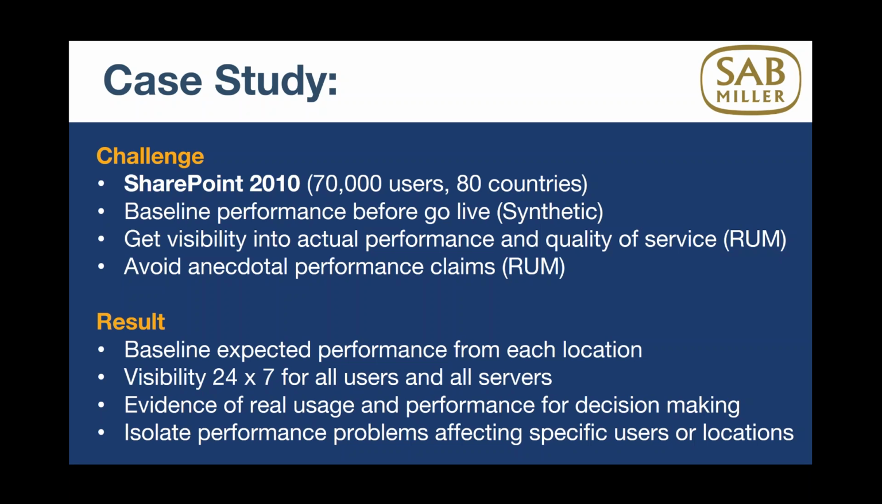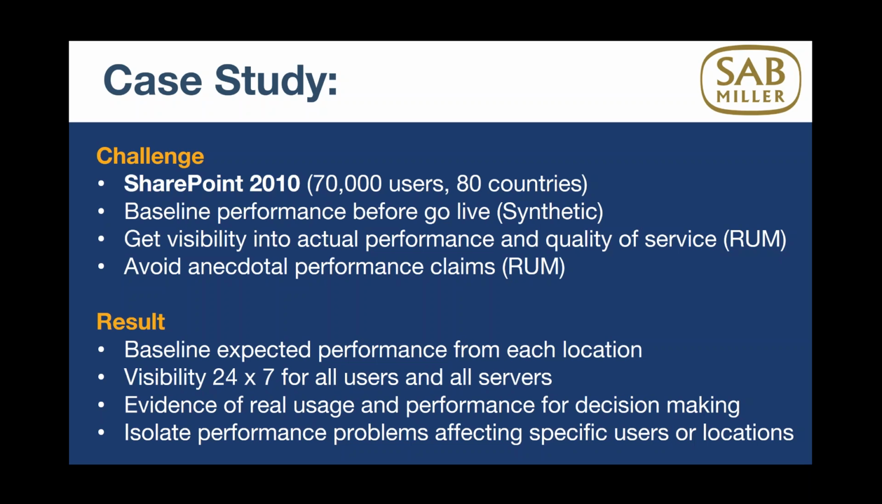So the results of that, we managed to baseline the expected performance from each location around the world and allowed SAB Miller to set expectation before that site was in use. Australia had to maintain their own infrastructure due to the latency issues which were seen. Without synthetic monitoring, it may have been possible to have created sites and deployed applications centrally that could just not perform sufficiently for Australia, so there was a large saving there.